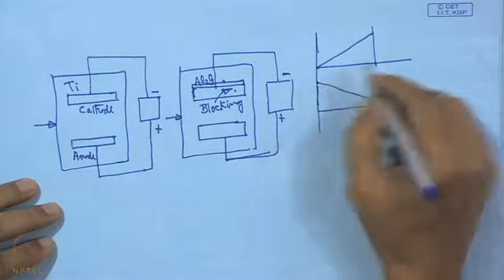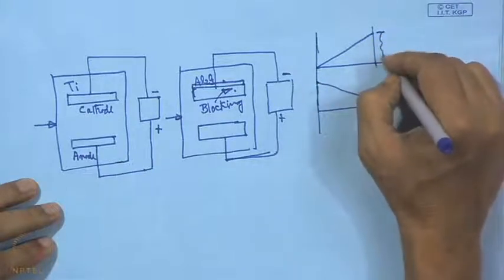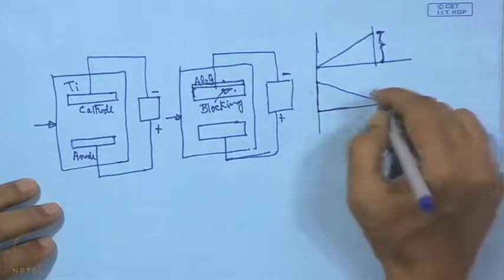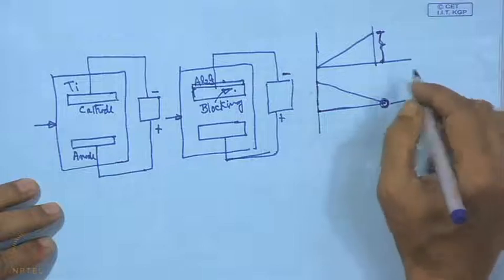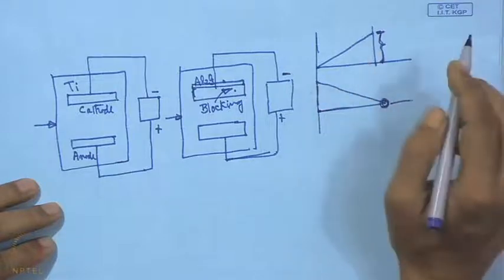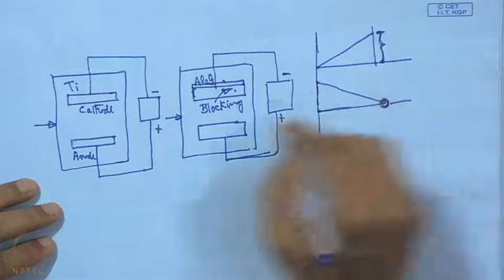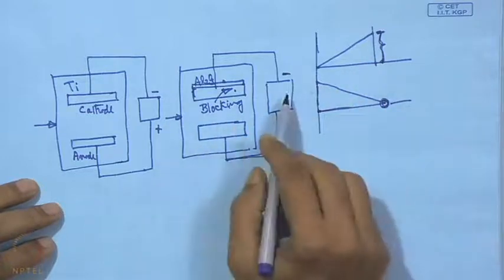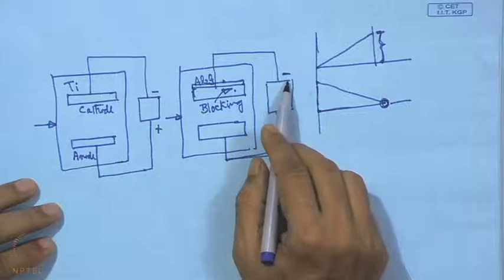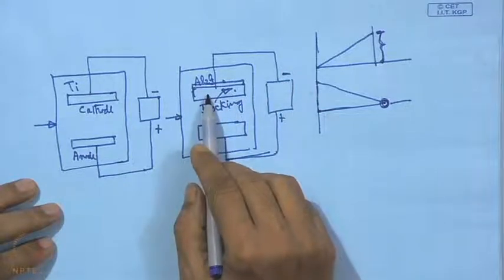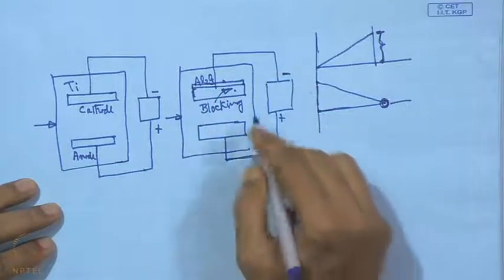So, this will be the limit, and here the charging current has come to zero, and after that there will be no further charging. So, this is what is going to happen when we apply a DC against a non-conducting electrode.